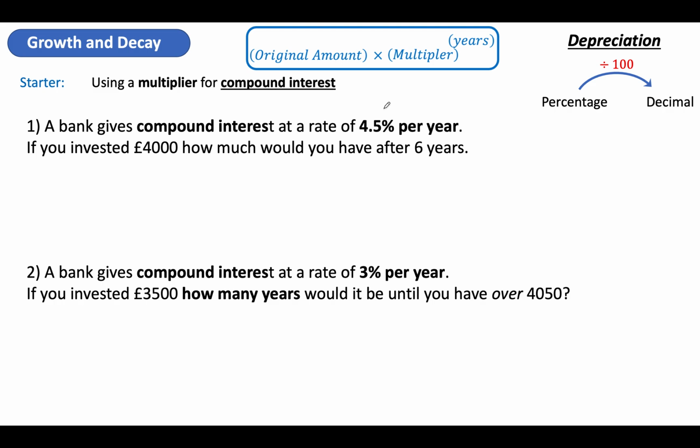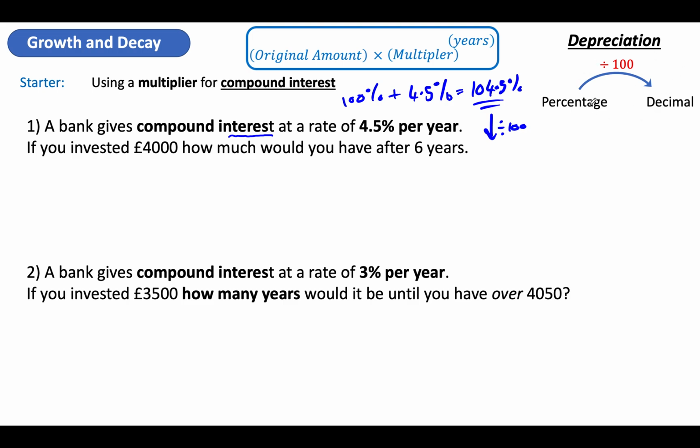The first thing I'd say is probably our multiplier, isn't it? Now, if we're doing a 4.5% interest rate, that means things are getting bigger. So we start with the 100% and we add on the 4.5%, and that will mean we have 104.5% at the end of it. Now that's no use to us. We want it as a multiplier, really. So we change it into a decimal where we divide it by 100.